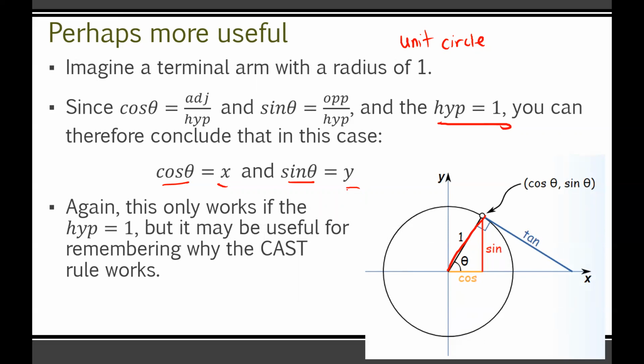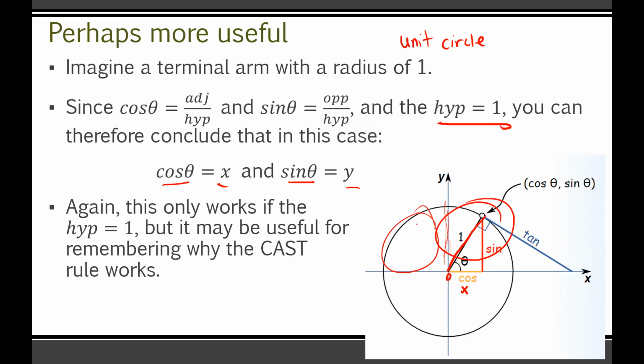Again, this only works if the hypotenuse is 1, but it might be useful for remembering why the cast rule works. Notice up here in quadrant 1, if we have just a hypotenuse length of 1, cosine will, of course, just be your x. Notice x is positive in this quadrant over here, right? Because x starts at 0 here and then goes more and more positive. So cosine would be positive. Since sine is just your y value, notice up here your y value is also positive. So sine would be positive. And then tan is opposite over adjacent, so it's just your y divided by your x. And since both of those are positive, tan is going to be positive as well.